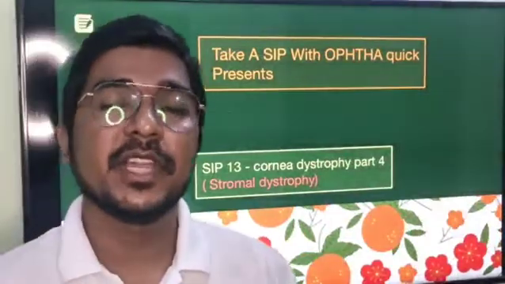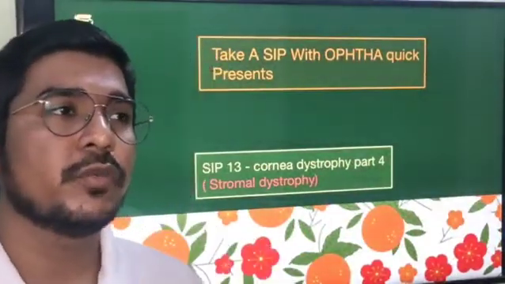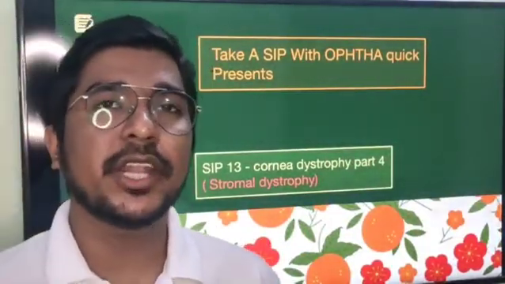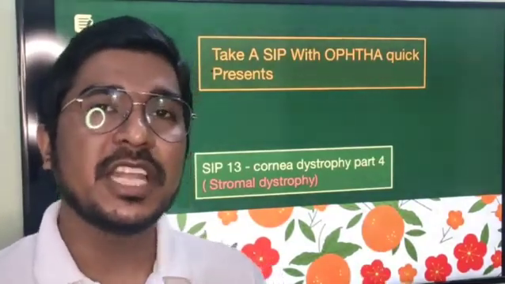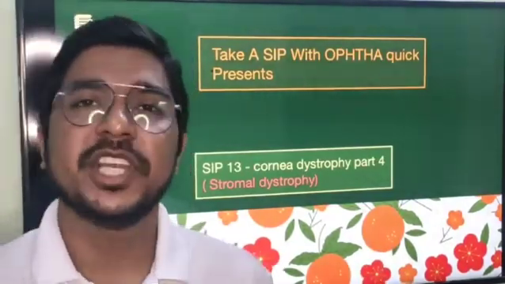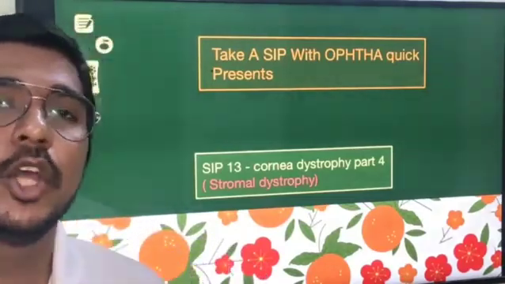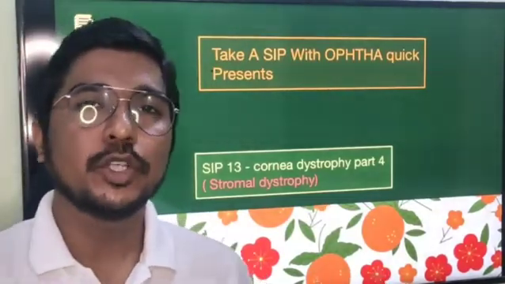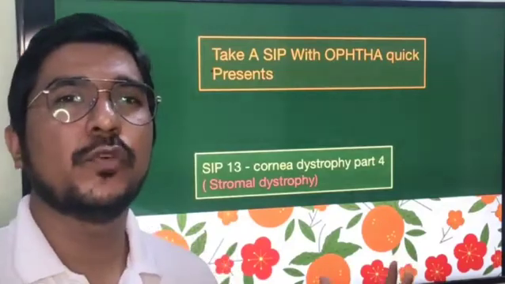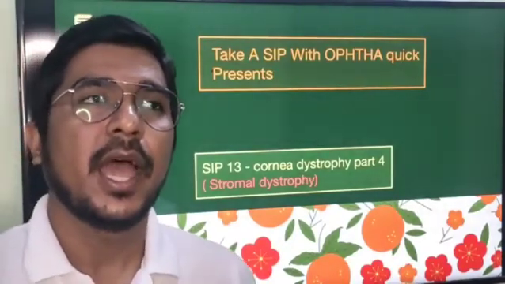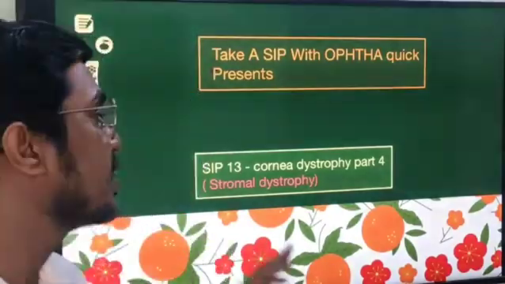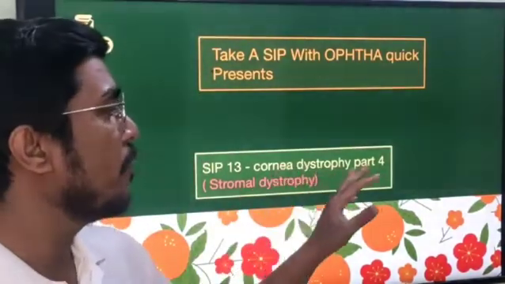My series Take a Sip with Ophtha is very important because we are discussing the important topics related to ophthalmology relevant for the NEET PG, NEXT PG and FMGE examinations. With this, you will be able to solve most of the MCQs just after watching a 3 to 4 minute video of each and every topic. That's very important. So let's dwell into SIP 13, corneal dystrophy part 4.